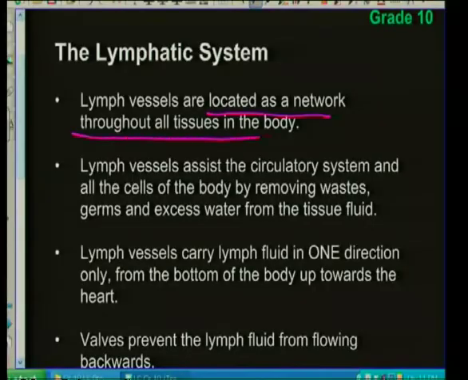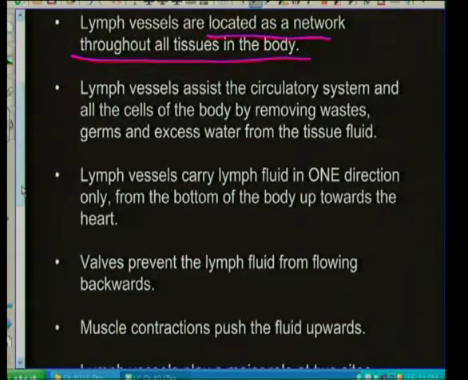And you can see from the diagram also that the lymph vessels are located as a network throughout the tissues in the body. They assist the circulatory system and the cells of the body by removing waste, very important, germs and excess water from the tissue fluid. If this does not happen, then obviously the tissue fluid will remain around the tissues, and this can cause swelling, which we'll talk about later.